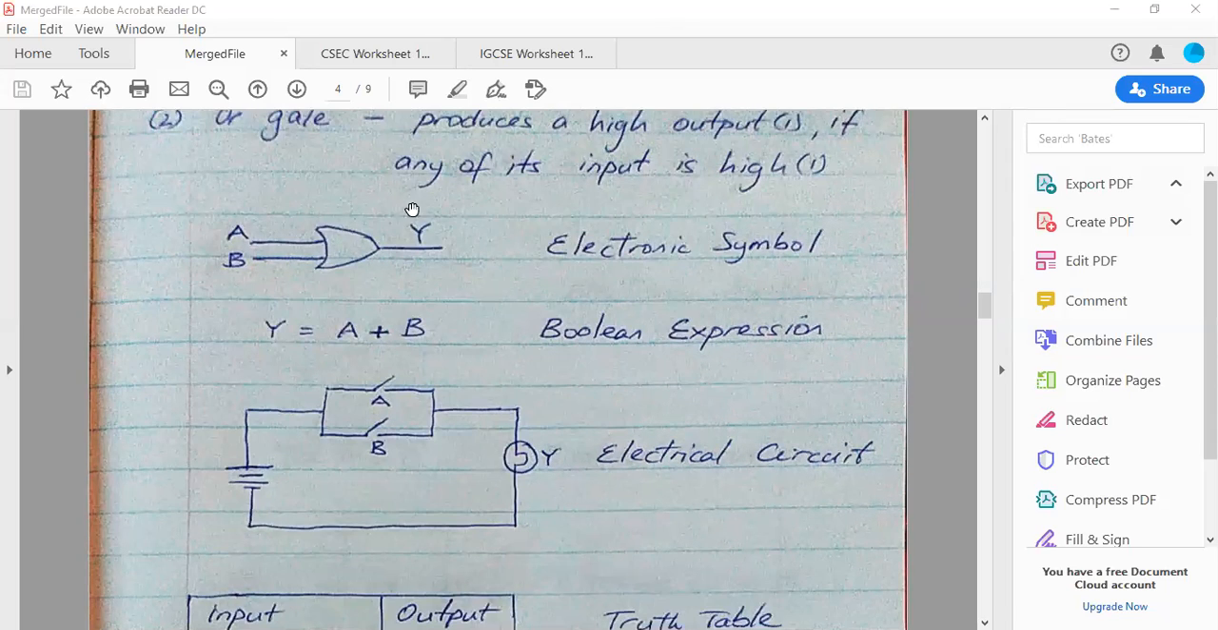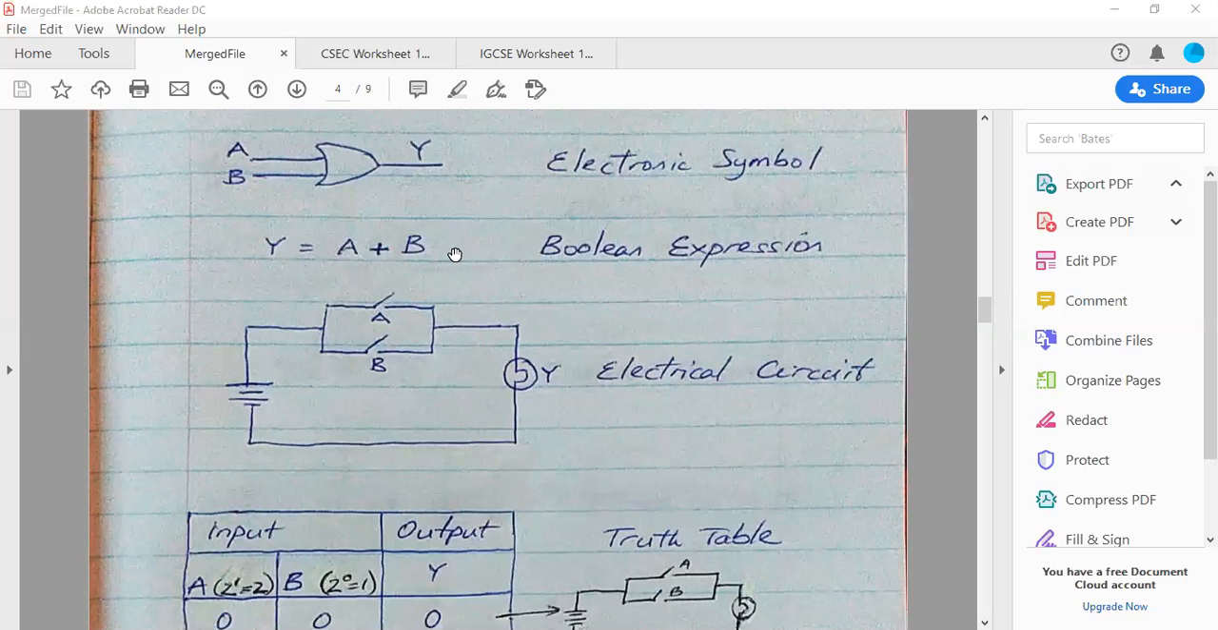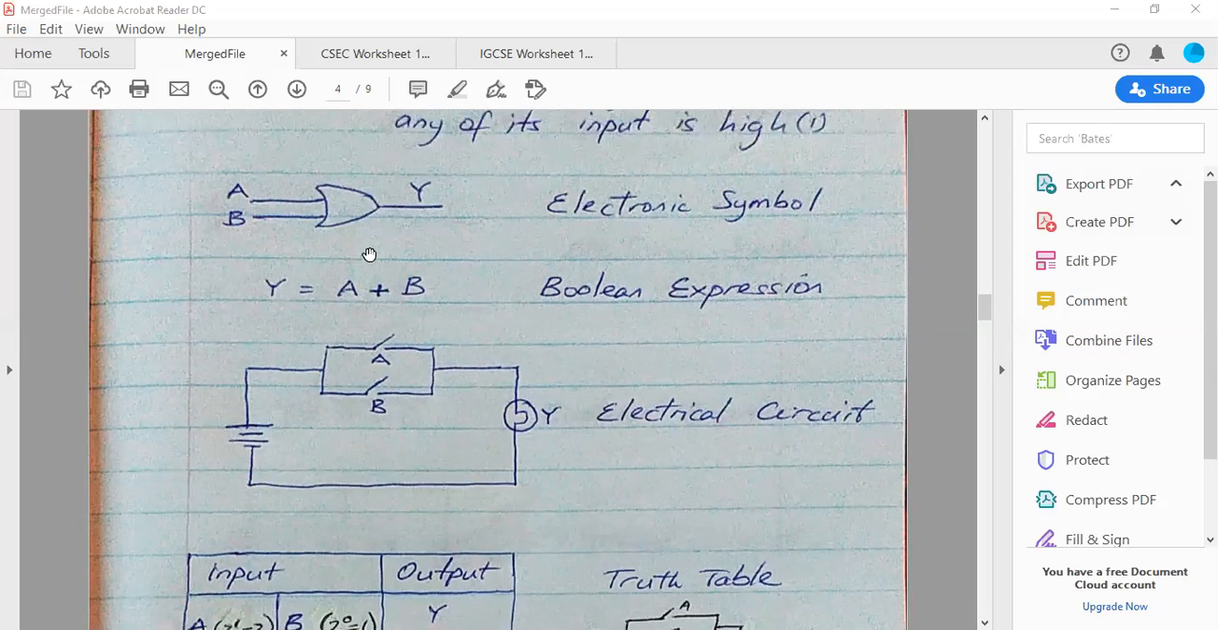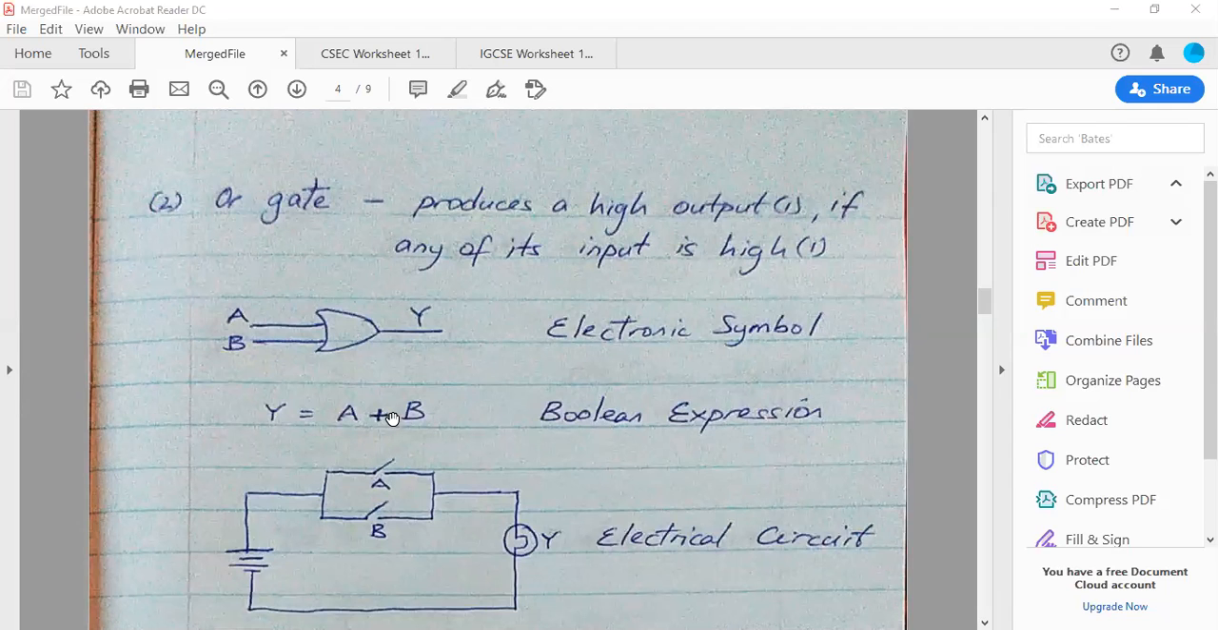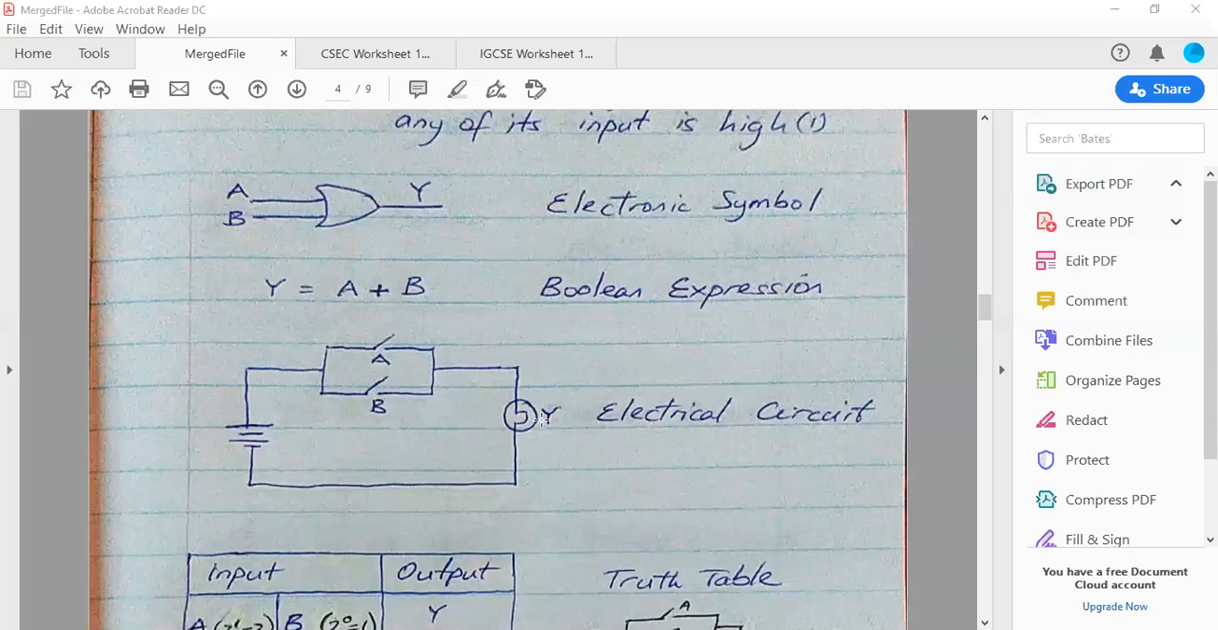So this is your electronic symbol for it here. I want you to notice in the OR gate, you would have more than one input. You could have up to 2, 3, 4, multiple inputs. However, we are just doing the basic, which is 2 inputs here and 1 output. You always have 1 output of a logic gate. Your Boolean expression is Y equals A plus B, which means A or B, but in math we know that plus means to add. So we'll see how this goes along in the electrical circuit and truth table.